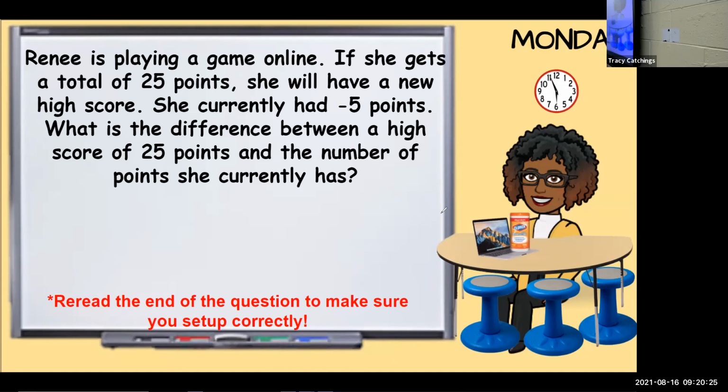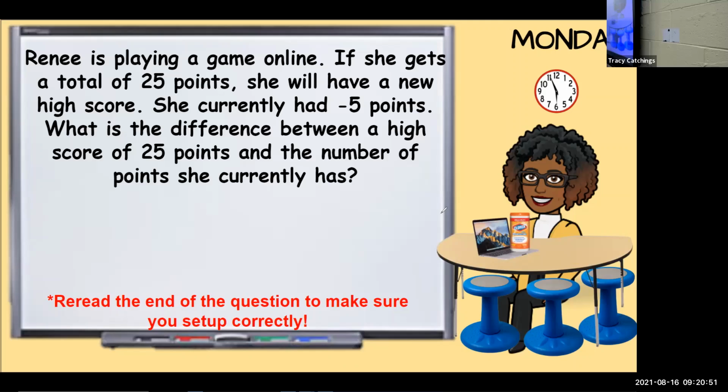All right, you don't have to write word problems, but we're going to look at it. It says Renee is playing a game online. If she gets a total of 25 points, she will have a new high score. She currently has negative 5 points. What is the difference between a high score of 25 points and the number of points she currently has? Test taking strategy with word problems: if I read it and I don't understand it, I need to do what? I need to reread the question.